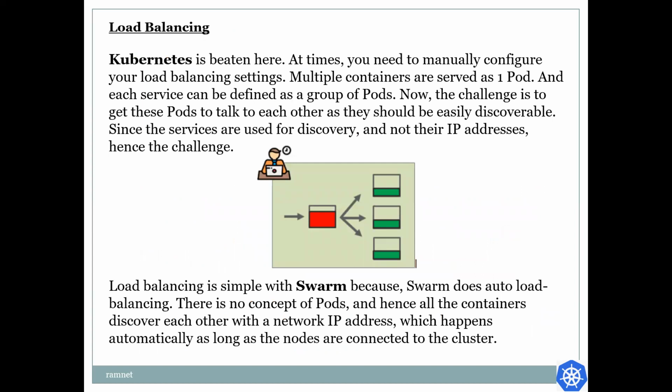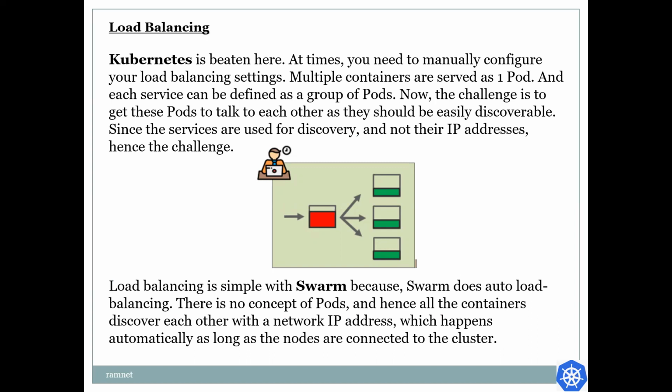load balancing. At times you need to manually configure your load balancing settings. Multiple containers are served as one pod, and each service can be defined as a group of pods. Now the challenge is to get the pods to talk to each other, as they should be easily discoverable. Since the services are used for discovery and not their IP addresses, hence the challenge.